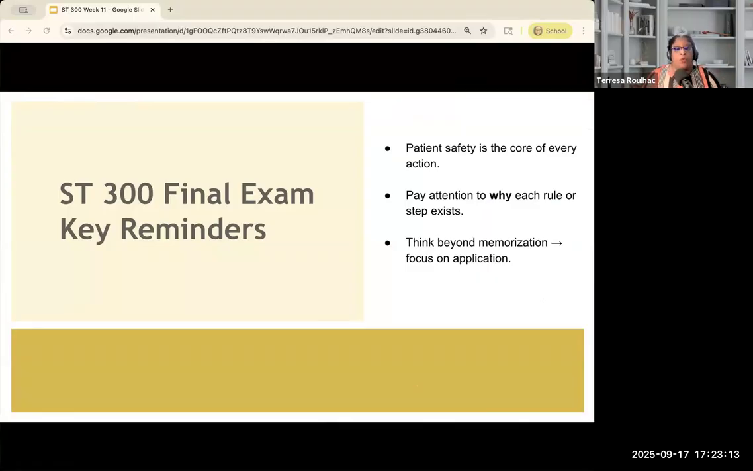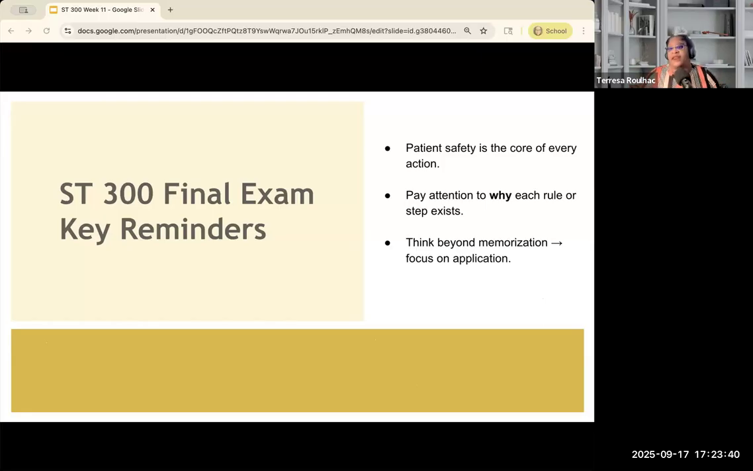Okay. Now, there are some key reminders. Patient safety drives everything that we do. It's the why behind every checklist, every count, and every step. When we skip a rule or, let's say, cut a corner, it's not really about convenience, it's about risk. So when you see certain questions, I want you to think about that. Always ask, who or what am I actually protecting?